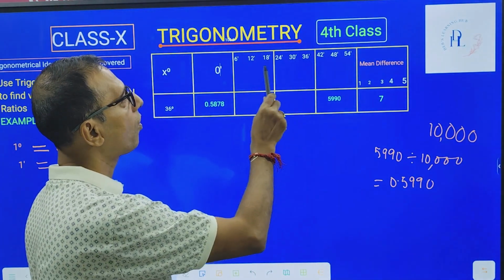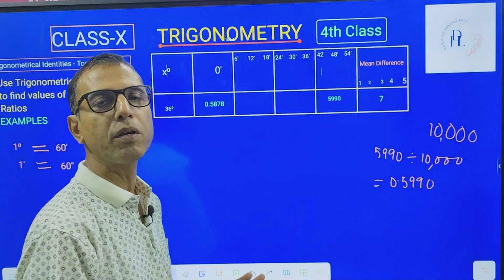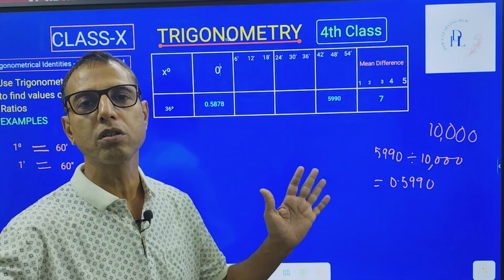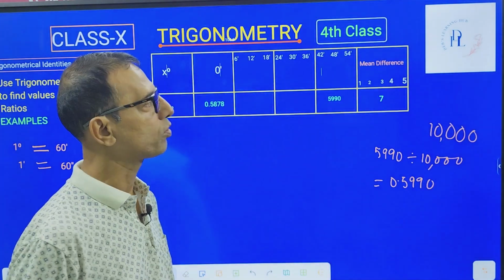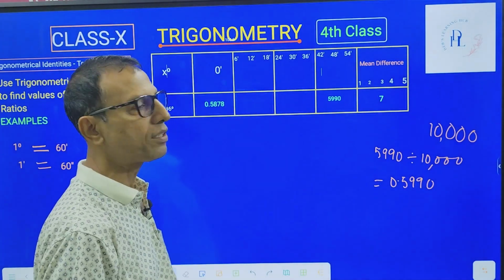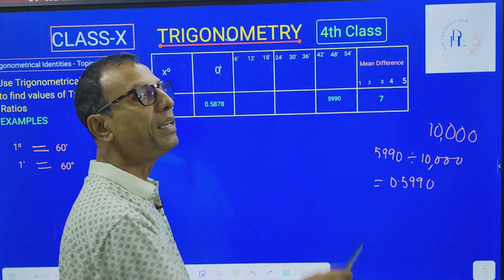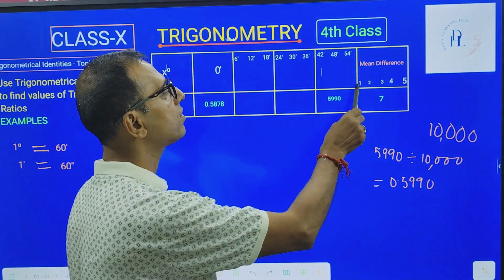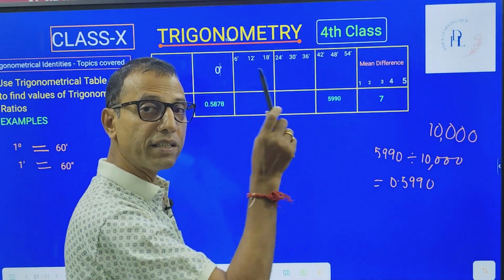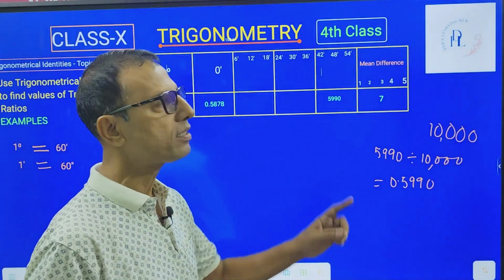But all the minute values, it is not possible to give here in the table, because as per your requirement it will be a huge, large table. That is not possible. So to find out the in-between minute values, there is a last column that is given, mean difference. Then why in the mean difference do you have up to 1, 2, 3, 4, 5? In the natural sine table, actually, you will find values against each of the minutes. What is this mean difference?